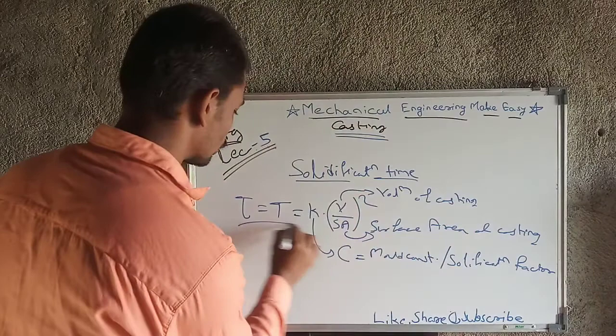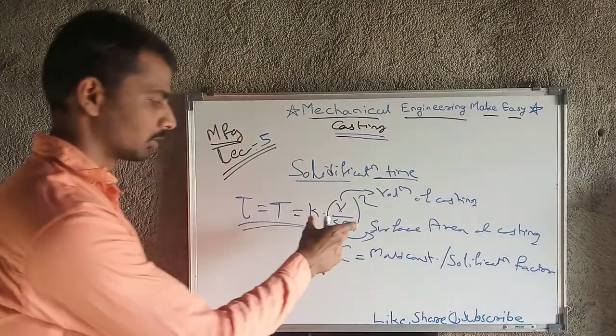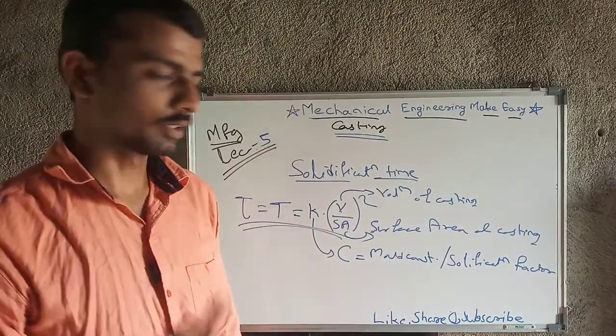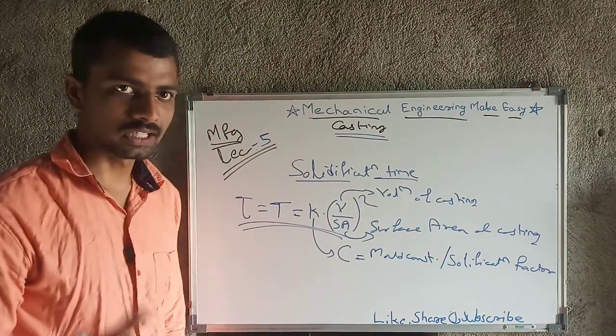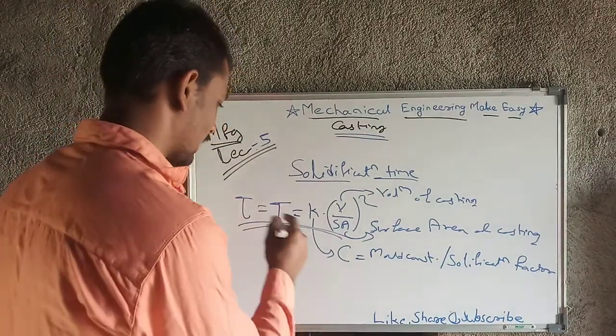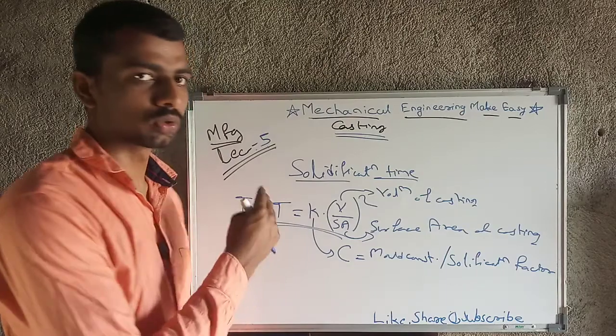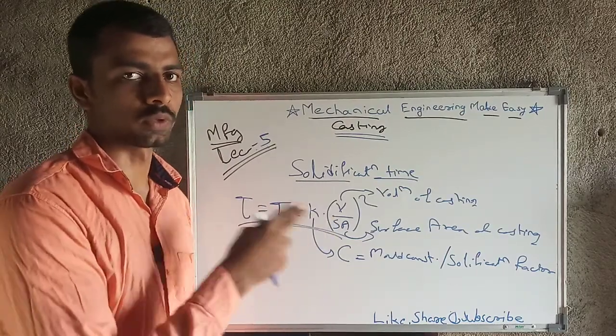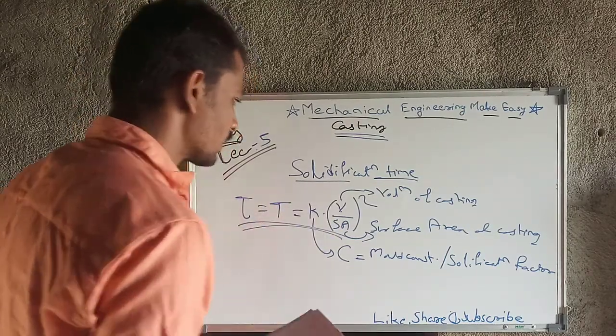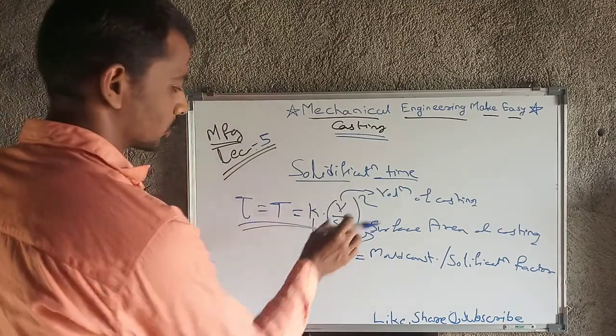This is also a very important formula. With that formula, at least one question will come in GATE, 100%. That's why, the solidification time equals K into (volume upon surface area) square. You should note down this equation. That is nothing but the volume of casting upon surface area of casting.